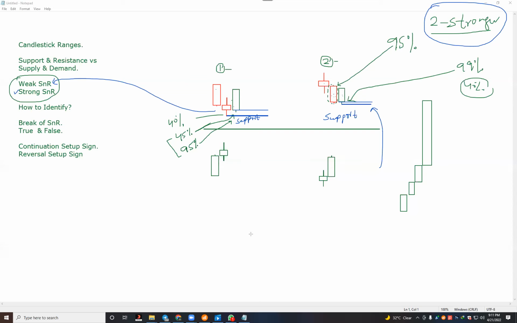Now, for example, here. Another exam I'm going to take from your side. This is a candle, okay? Can anyone tell me whether the buyers are strong or the sellers are strong?